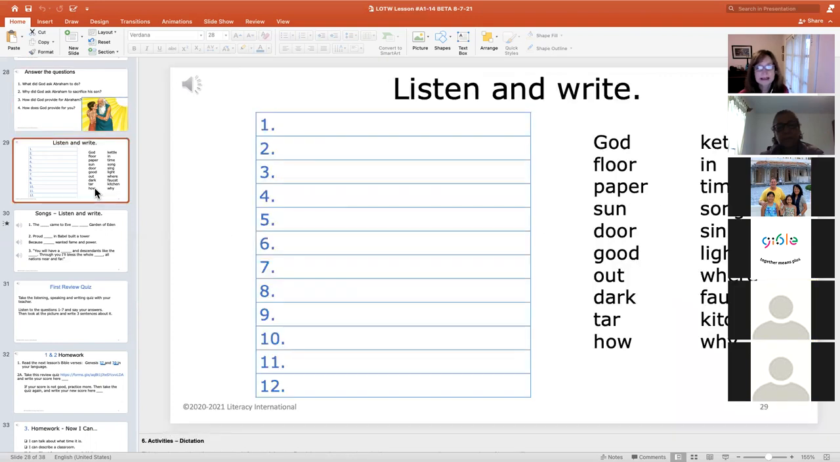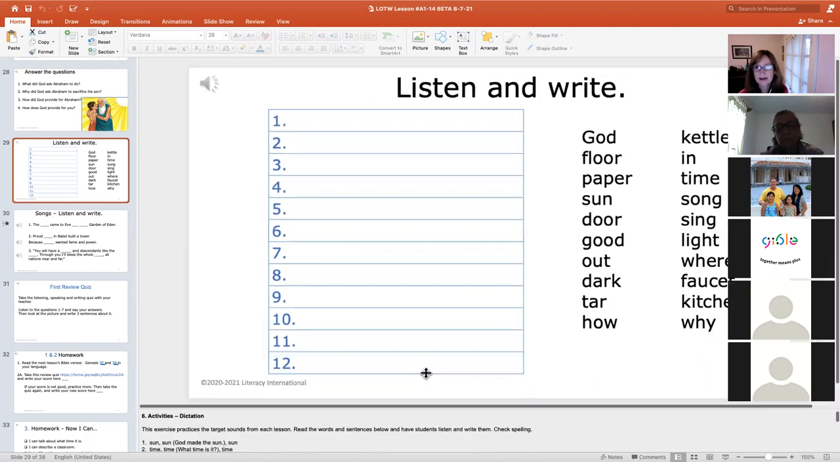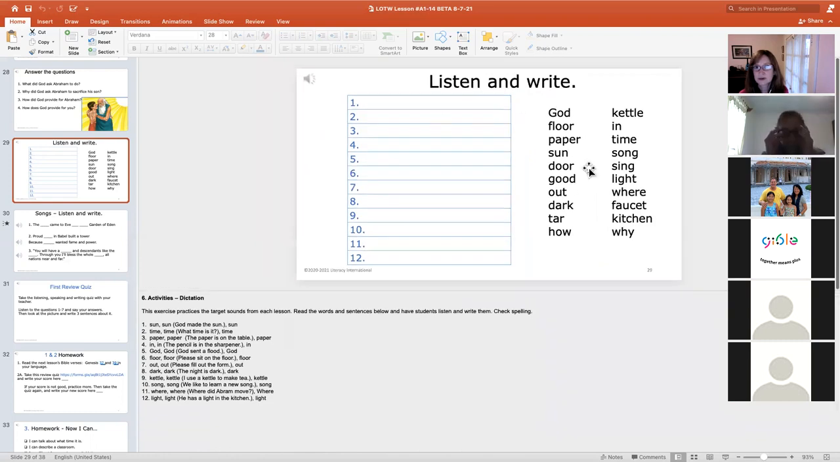And then this is a dictation exercise. So just as we usually do with the dictation, we say these words, and the students have to choose the words out of the word bank and write them on the lines. So the teacher's script is down here. Like number 1, sun, sun, God made the sun, sun. So they would have to find this word sun and write it in the box for number 1.